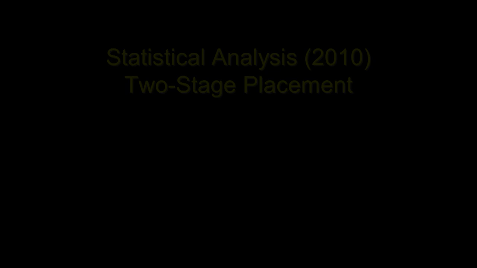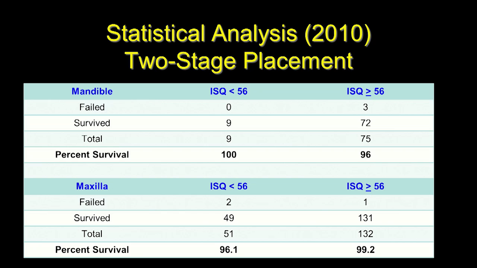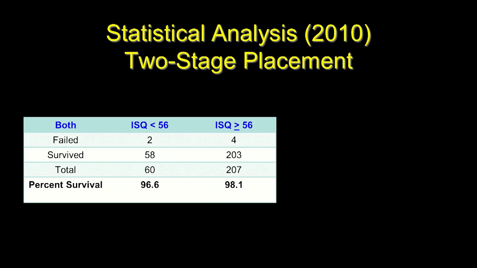Now, when we look at two stage placement, again, here are the values. Under 56, 100%. Above 56 was not as good as far as the values were concerned, 96%. In the maxilla, it was the reverse. So as we always say in statistics, you can kind of throw the numbers together and come about with a result that would support your position. And that's what we did.